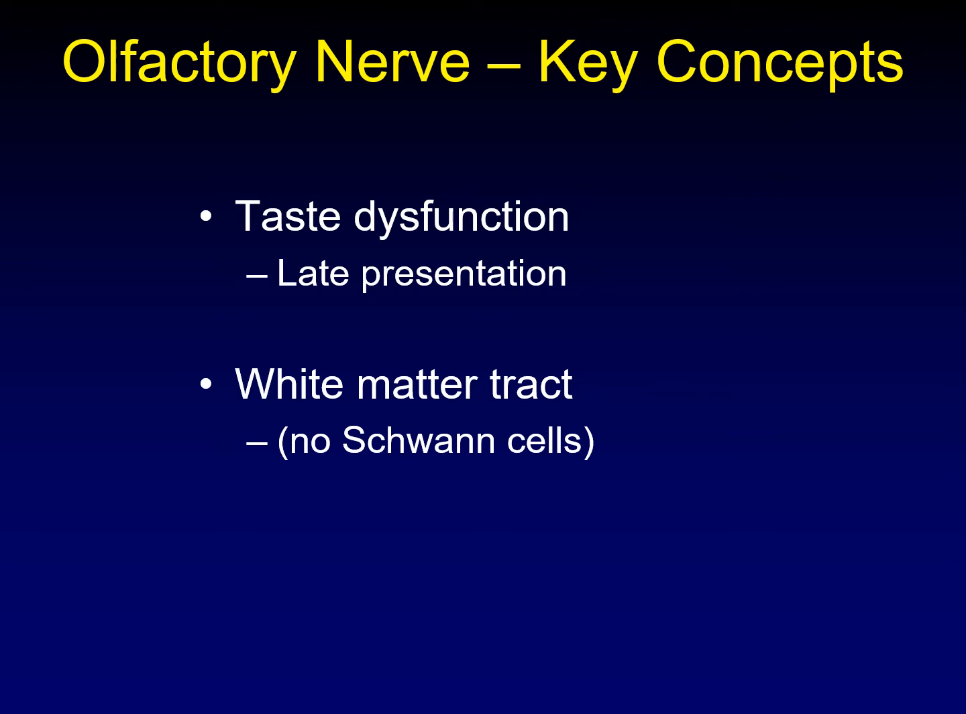When you have olfactory nerve dysfunction, it usually presents as dysfunction of taste because the majority of our perception of taste actually relies on the smell of the object. It tends to be a late presentation in injury to the nerve, especially because of the redundancy of having the two nerves. Remember that the olfactory nerve is actually not a peripheral nerve. It is a white matter tract, and it contains no Schwann cells.